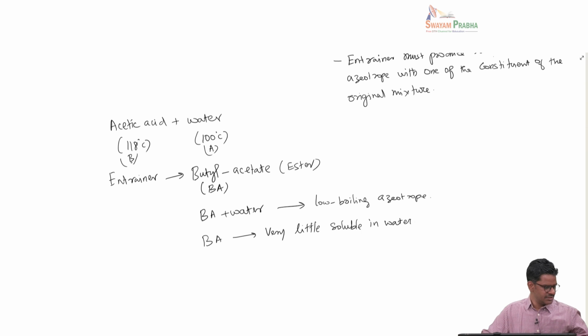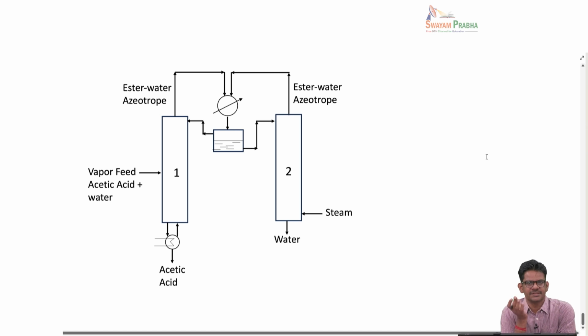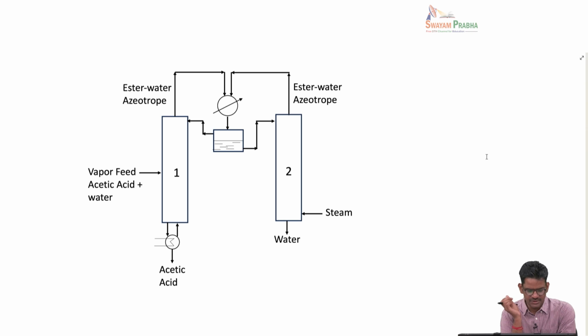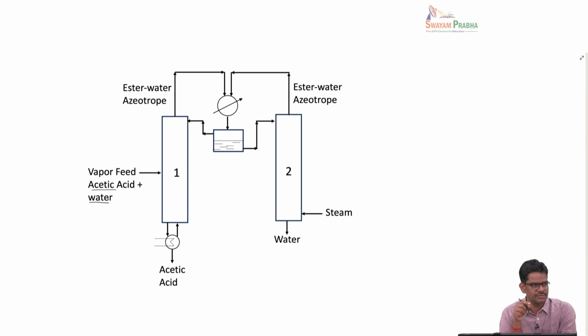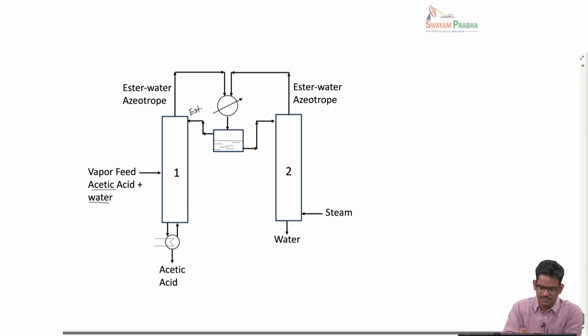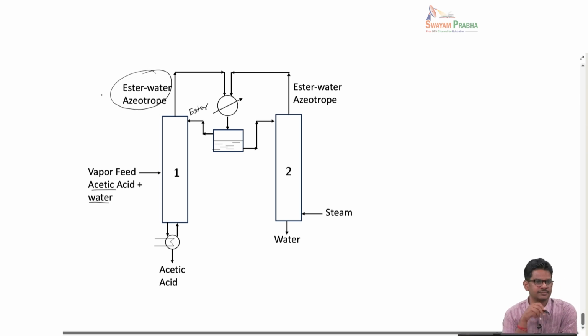So let us discuss this with respect to a diagram. This diagram shows how we can carry out acetic acid water azeotropic distillation using butyl acetate. You can see that first, what we send is a feed containing only acetic acid in water, and the ester is added at the top. In this operation, the top product, the vapor that you get, is a butyl acetate water azeotrope. In the bottom, you get acetic acid as a nearly pure product.